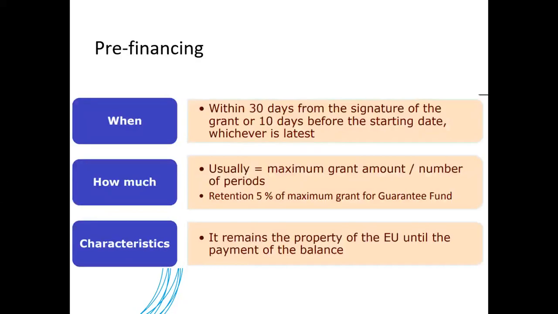So the pre-financing, when is this paid? This is paid within 30 days from the signature of the grant agreement, or 10 days before the starting date, whichever is the latest. Normally, how much is paid? Normally, the procedure is that you take the grant agreement amount, divide it by the number of reporting periods established in the grant agreement, and you pay the first payment. Of course, from this, you have to deduct 5% of the grant, which will go to the guarantee fund.